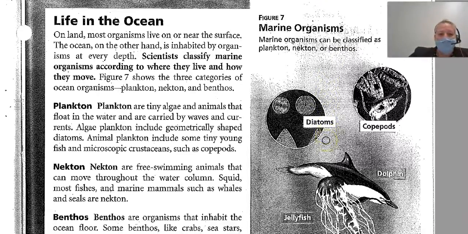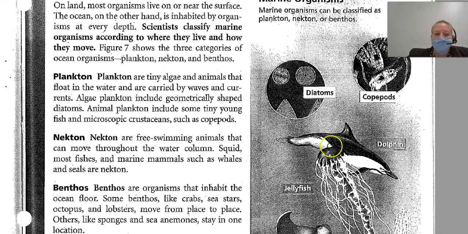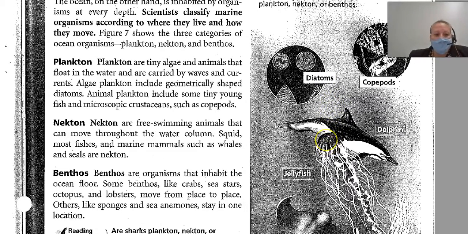Okay, life in the ocean. On land, most organisms live on or near the surface. The ocean, on the other hand, is inhabited by organisms at every depth. Scientists classify marine organisms according to where they live and how they move. Figure 7 shows the three categories of ocean organisms: plankton, nekton, and benthos. Okay, we're going to talk about each type.